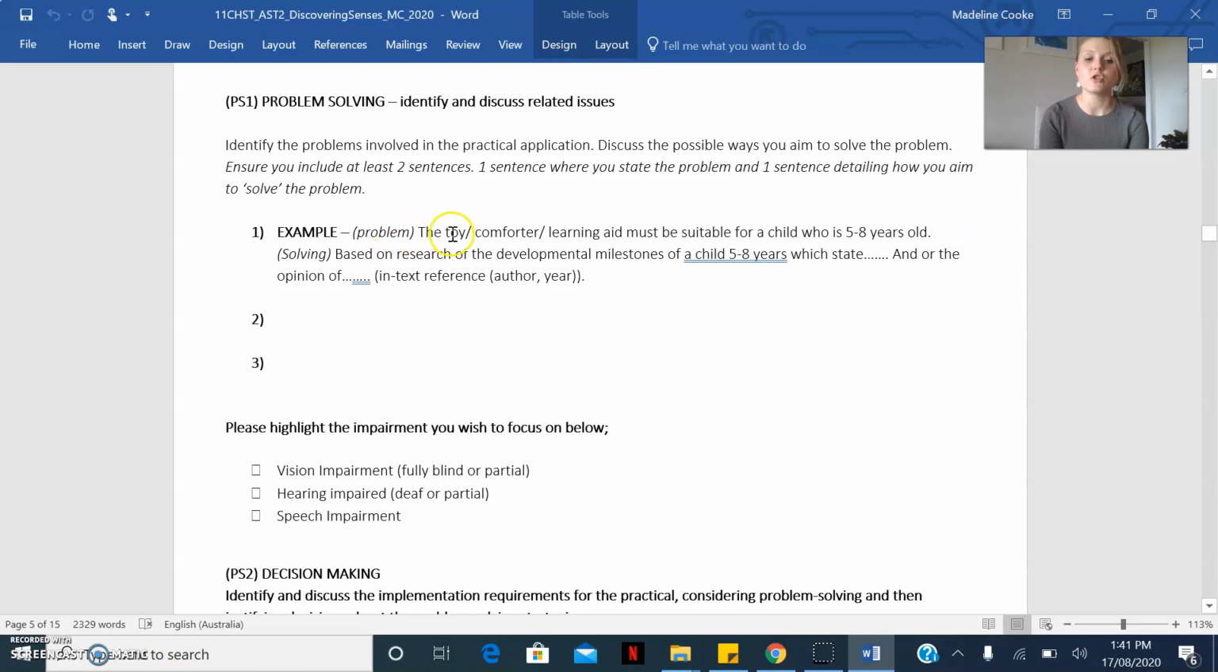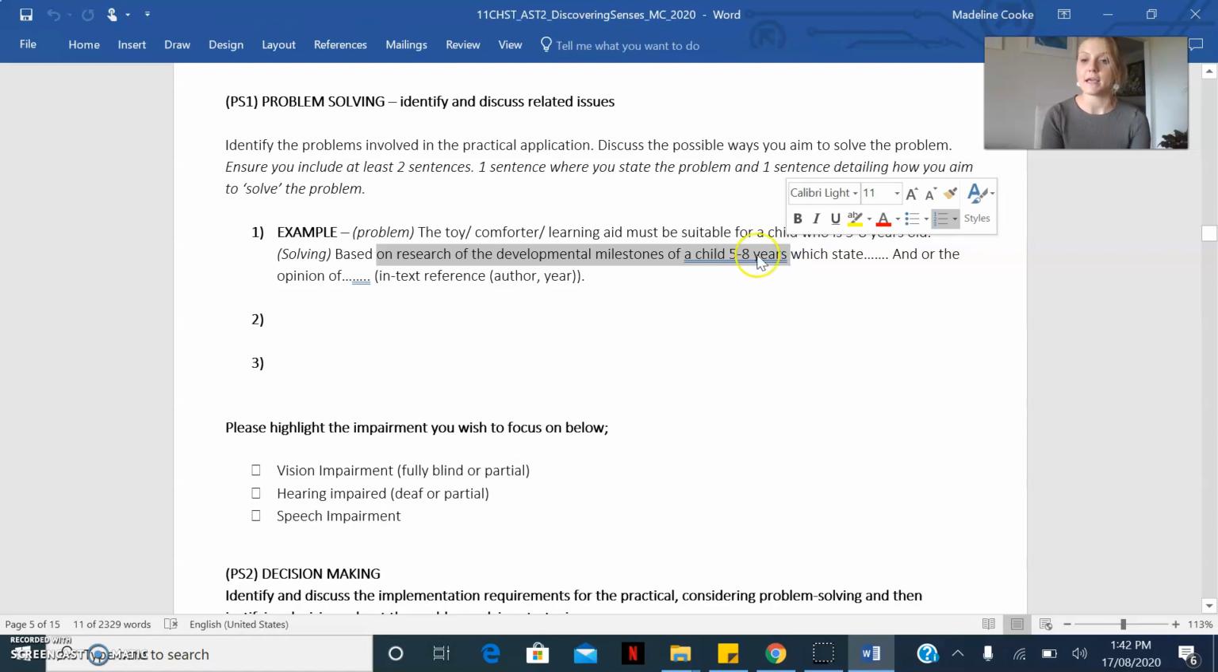So the problem is the toy, comforter or learning aid must be suitable for a child who is 5 to 8 years old. Solving: based on research of the developmental milestones of a child 5 to 8 years of age, which state ... and or the opinion of ..., I've chosen to make this toy as I believe it is suitable. Okay, so you've solved that problem by researching the developmental milestones of a child that age.